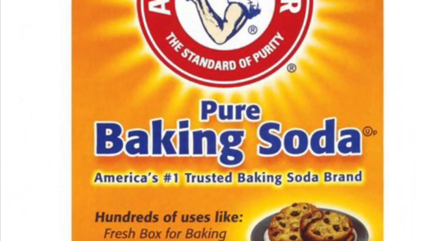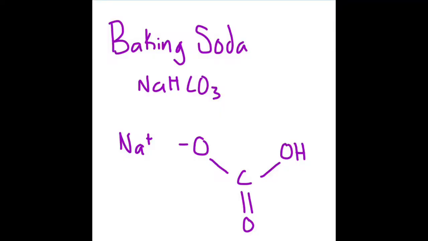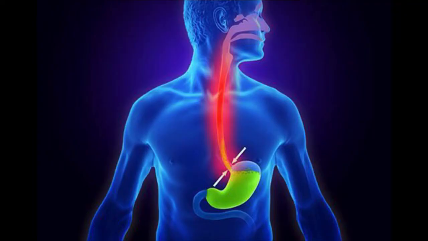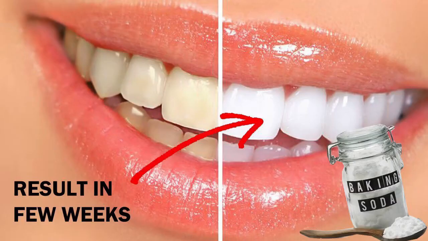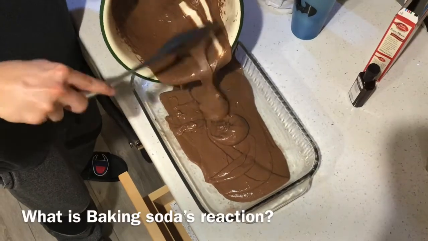To dive more into baking soda, here's a closer look at its structure, also known as NaHCO3 or sodium hydrogen carbonate. This substance is an ionic compound because it has a metal, sodium, and nonmetal, carbon. Some common uses of baking soda are as follows: treating heartburn, mouthwash, whitening teeth, deodorant, or relieving itchy skin and sunburn. What reaction does baking soda go through?